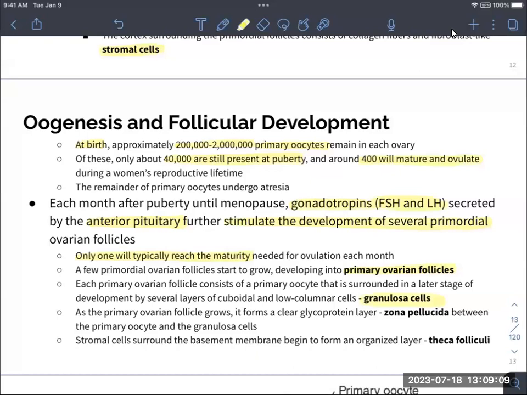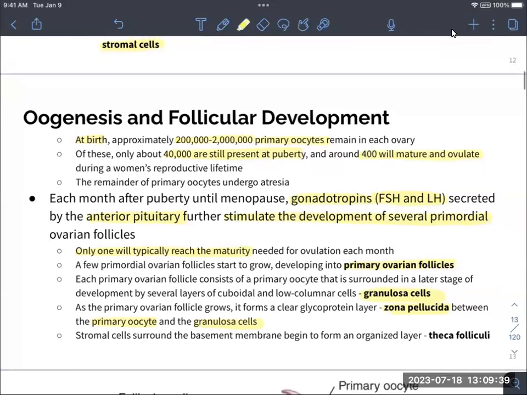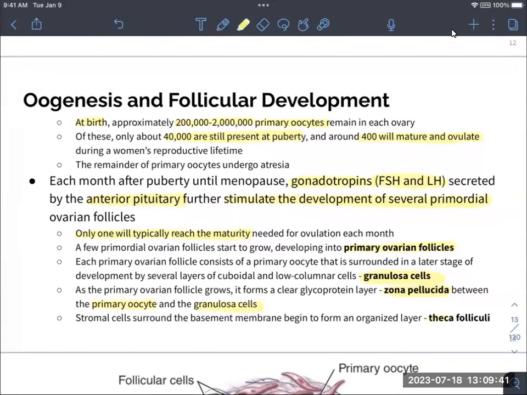As that primary ovarian follicle continues to grow, it starts to get surrounded by this zona pellucida. This is growing between the primary oocyte and those granulosa cells. These stromal cells, those fibroblast-like cells, are at the basement membrane, the very bottom of all of those cells, and they're starting to organize everything. They're the theca folliculi.